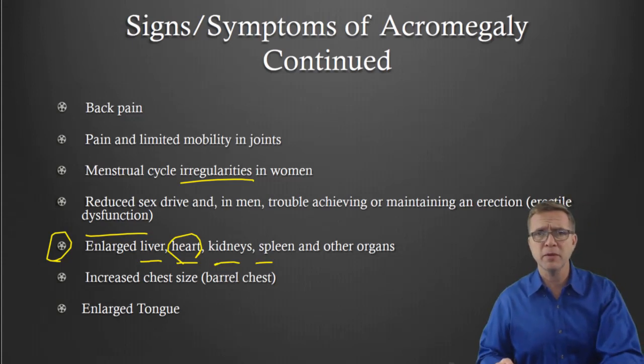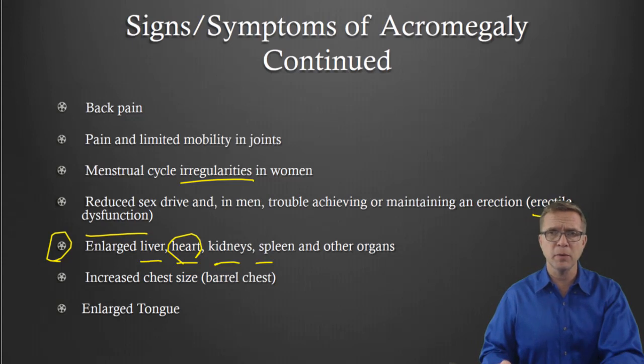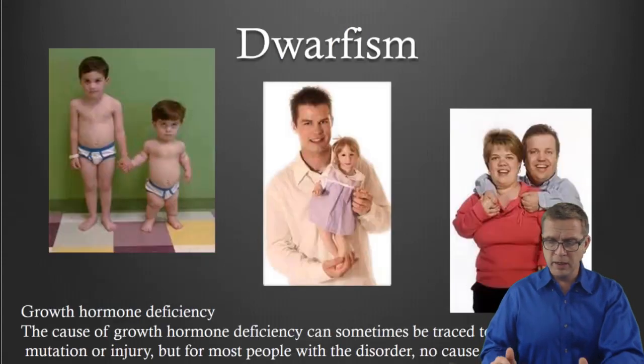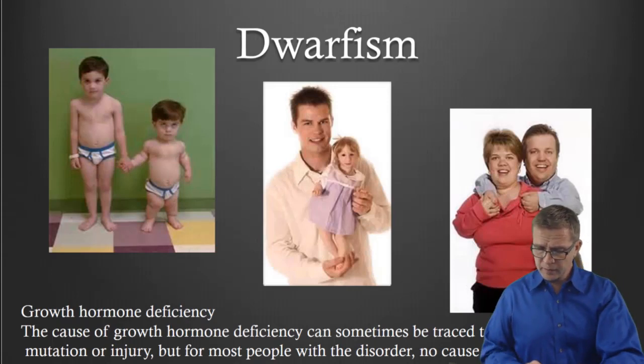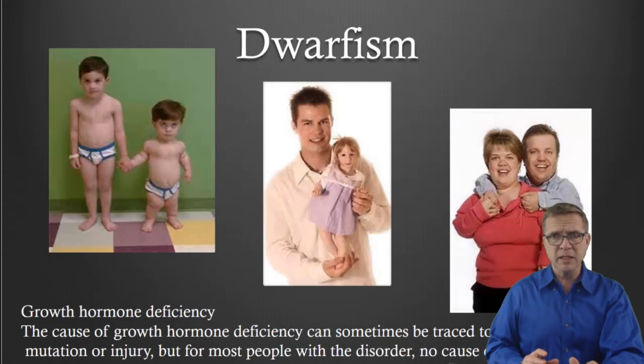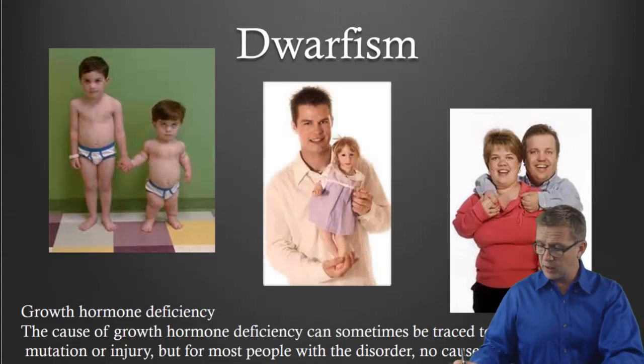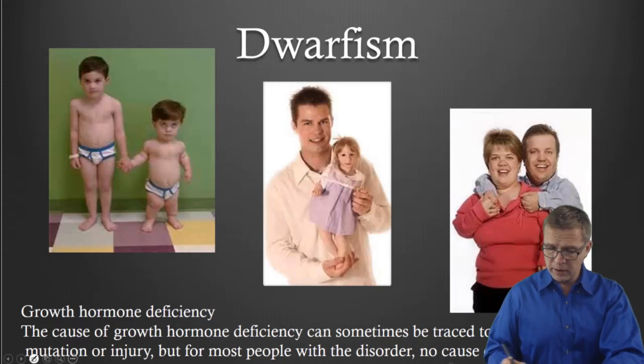Now, what if we have the other extreme? What if we have hyposecretion of growth hormone? Once again, you probably could guess it. You could have dwarfism, which is growth hormone deficiency. There could be lots of different reasons for this. It could be due to a genetic mutation or an injury. But sometimes we just don't know. We can't tell why a person has this deficiency.